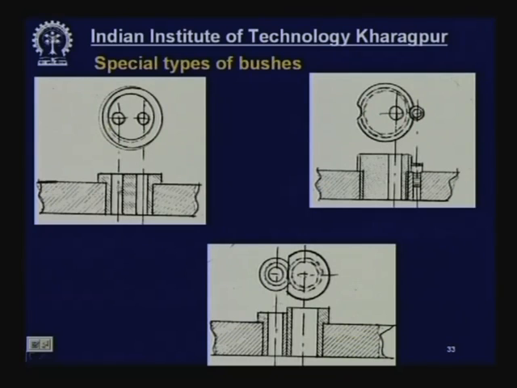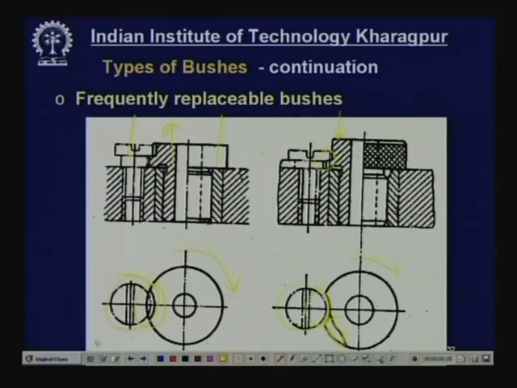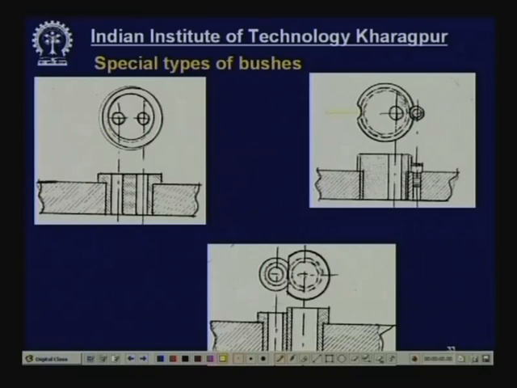If you want two holes very close, then this kind of single bush with two holes, or a bush with an eccentric hole, can be used. After making one hole, the bush has to be rotated by 180 degrees. Then this hole will come here, and you use it again and make another hole side by side. This can be done for two holes side by side. This is also possible.